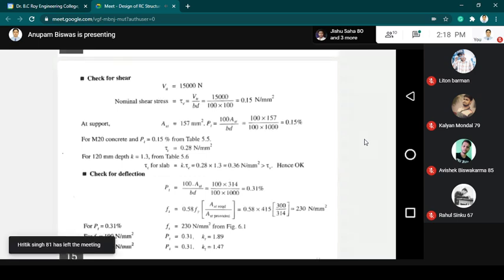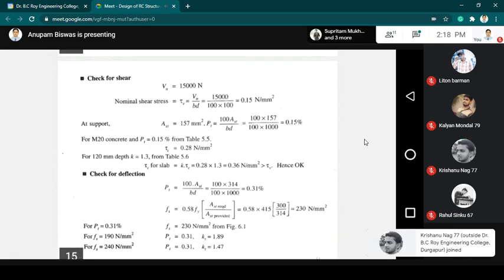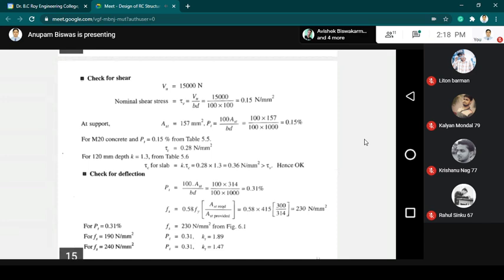The modification factor for tension reinforcement, that I have discussed in the earlier section, from there you can find it out. And the permissible bond stress for the corresponding grade of concrete, you can find it out.